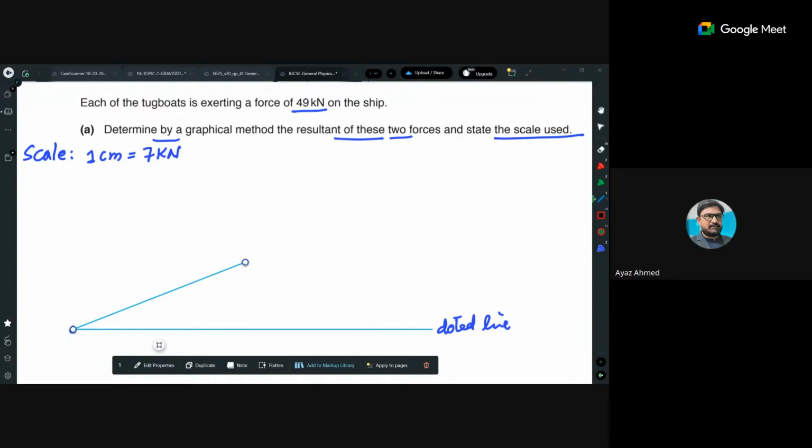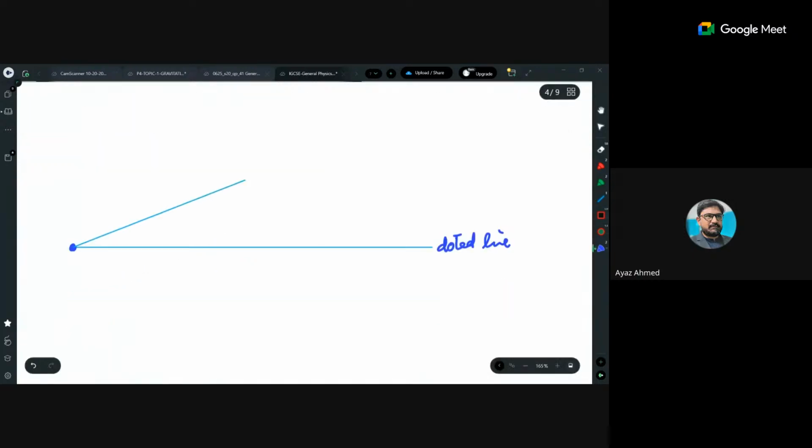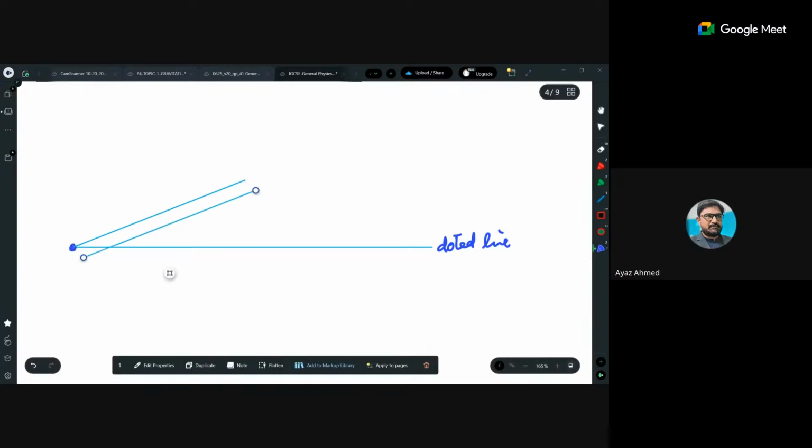Okay, I don't have a ruler in this software, but I will just consider that this is the 7 centimeter, and I will draw the same one below the axis. What I have to do is draw it below the axis at the same angle. Look at this.